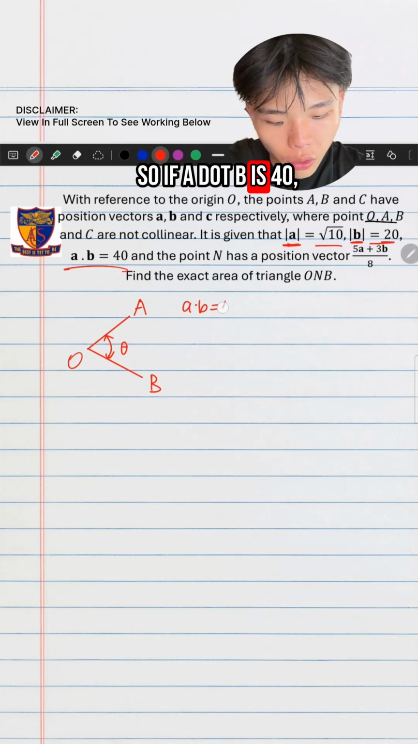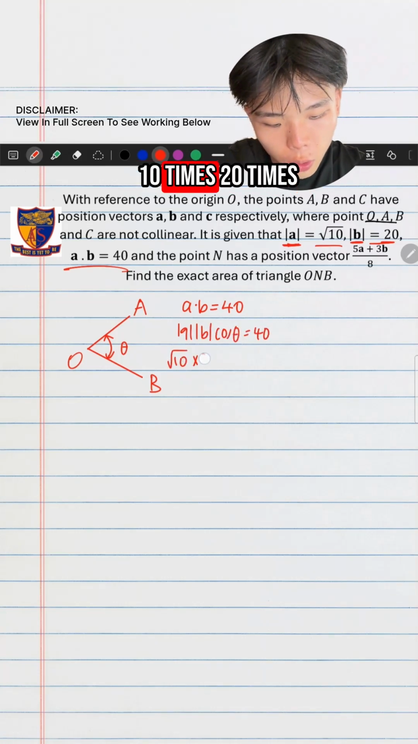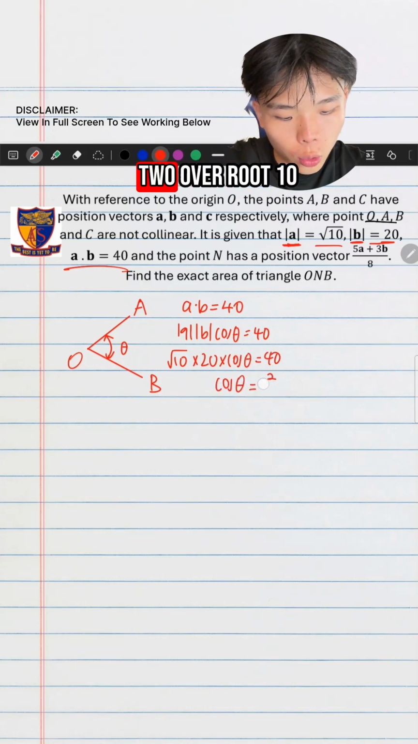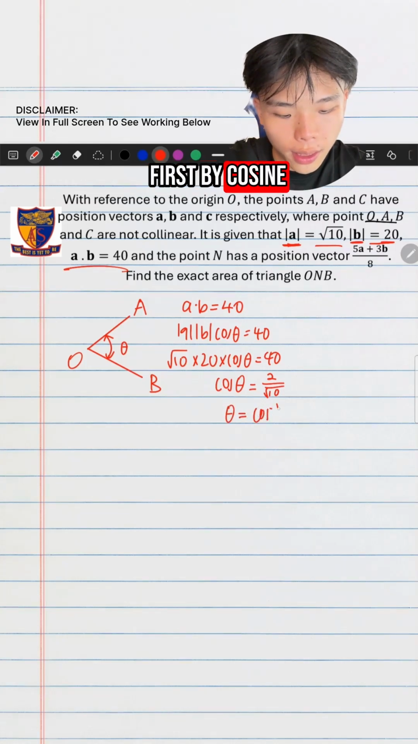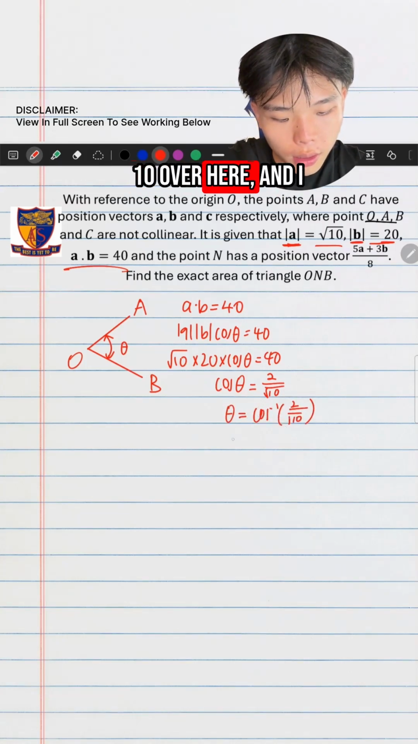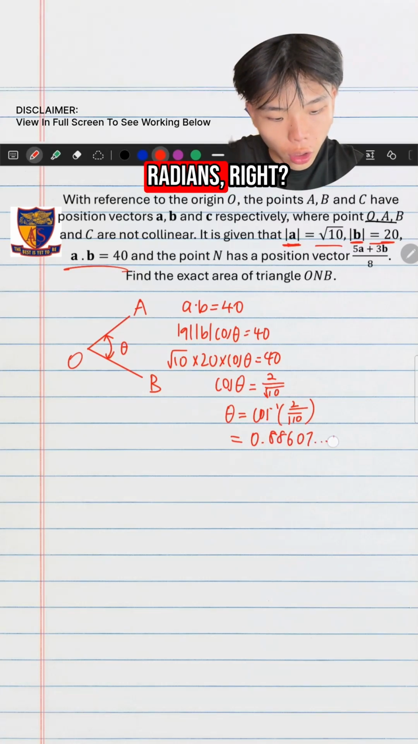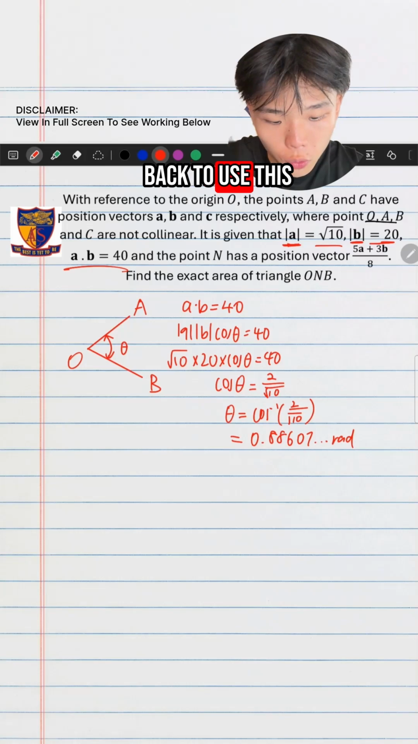So if A dot B is 40, that means mod A, mod B, cosine theta will be 40. Sub in these values here, I have root 10 times 20 times cosine theta equals 40. I bring everything over to the left hand side and I end up with cosine theta equals 2 over root 10, right? Of which I can find out what's my theta first by cosine inverse 2 over root 10, and I get an intermediate value of 0.88607... radians, right? I'm just going to store this in my calculator first because later I will need to come back to use this value over here.